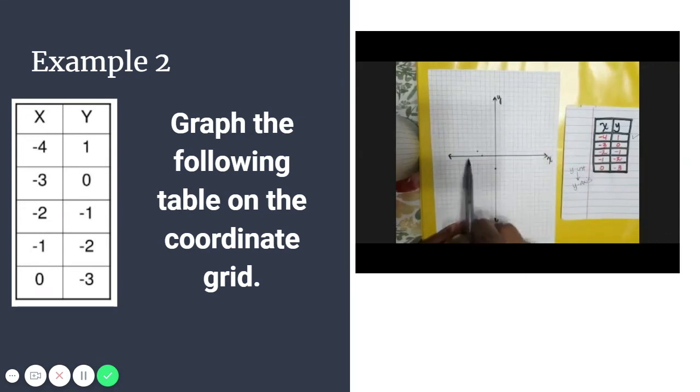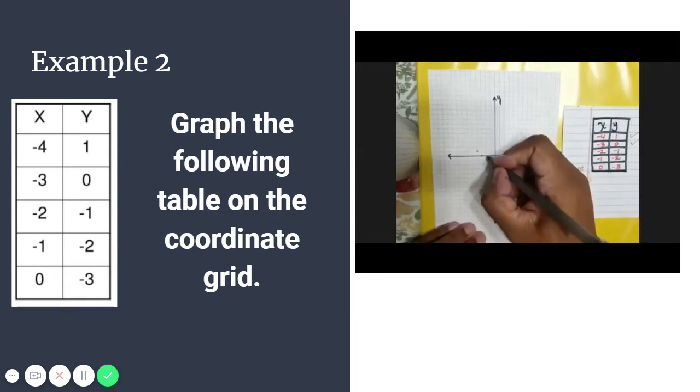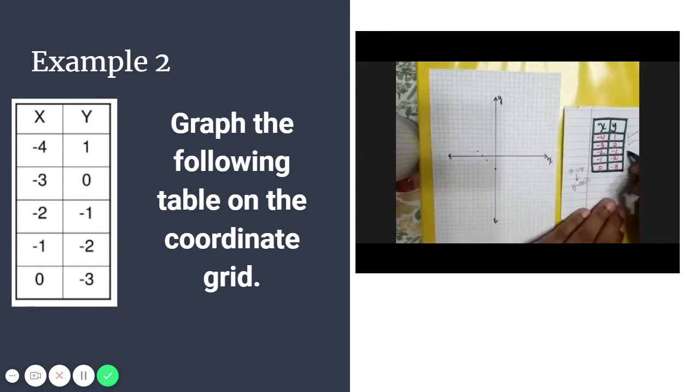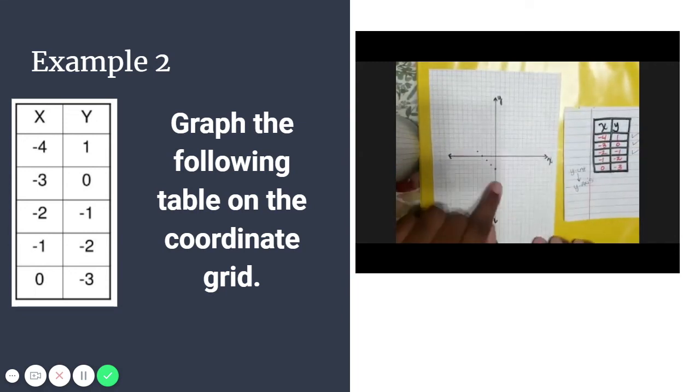Now already I can kind of tell these are lined up. They look like they're in a straight line. So I know I'm going in the right direction. So now I have negative 2, negative 1. So I'm going to go left 2, down 1. And then I have negative 1, negative 2. So I'm going to go left 1, down 2, and plot. Again, I can already tell that these appear to be in a nice straight line.